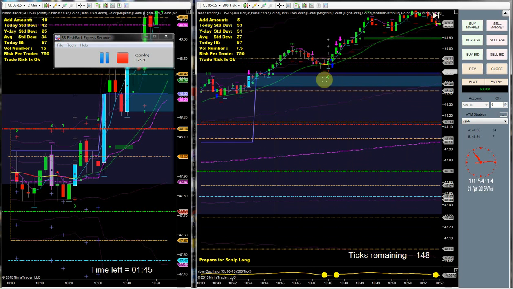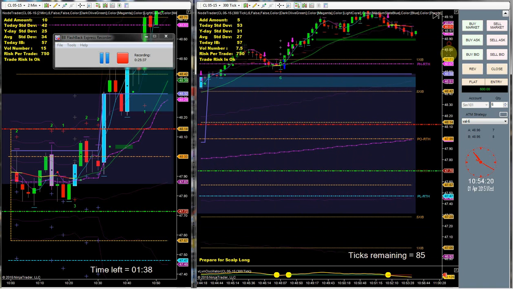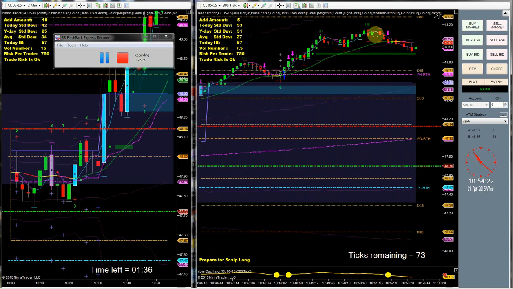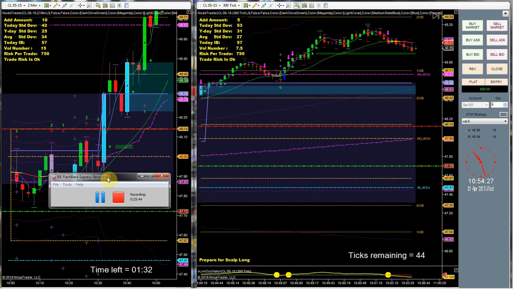This would have been a nice winner. Actually, it was. I took this trade. My scalp trade, that was number 6. Beautiful trade. So yeah, lots of winning trades here after the crude oil inventory is released. And again, I'm going to do research on it and check and see how it's done in the past.